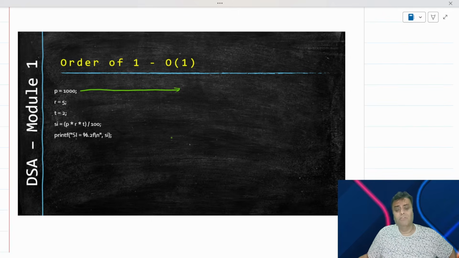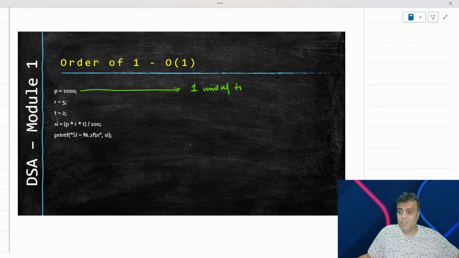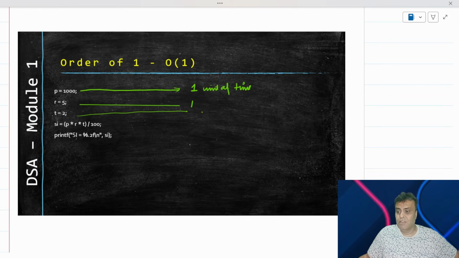So does it change with the number of inputs? If I increase the number of inputs, it doesn't change. This code doesn't have any inputs, first of all. So I will say that it executes in 1 unit of time. Why unit of time? Because I don't know which machine it will execute on. Similarly, this line will take 1 unit of time, it has no relevance to the number of inputs. This line will also execute in 1 unit of time. This printf will also execute in 1 unit of time. So net, this executes in 5 units of time.